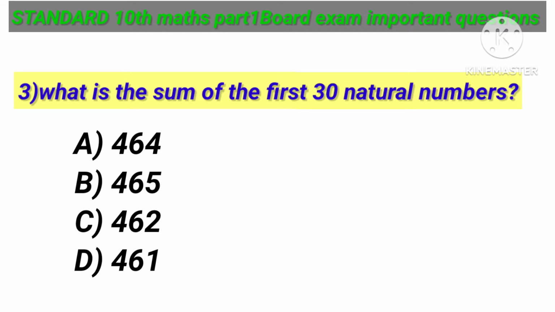What is the sum of the first 30 natural numbers? Answer option number B, 465.